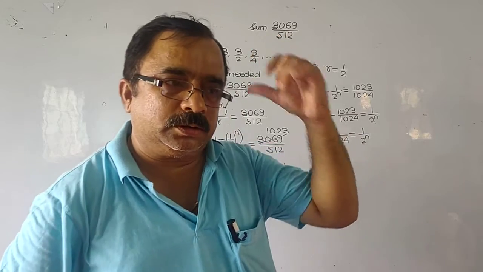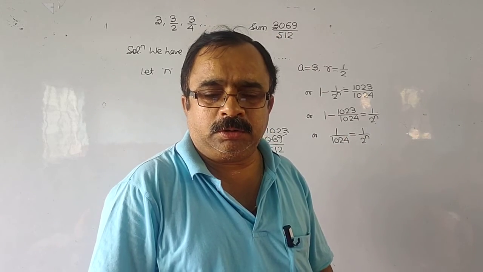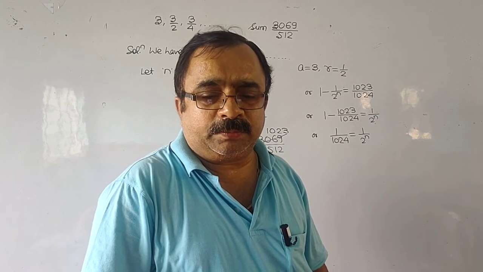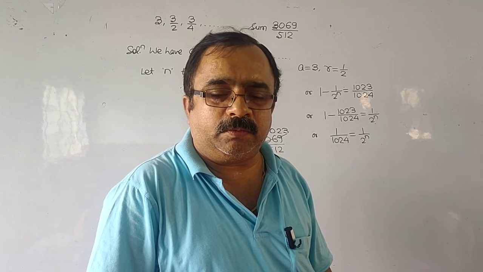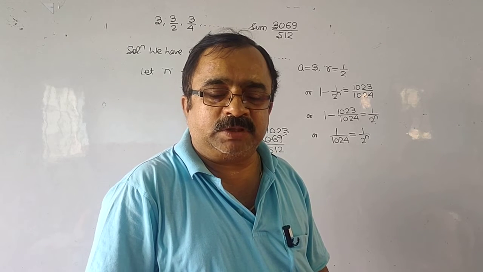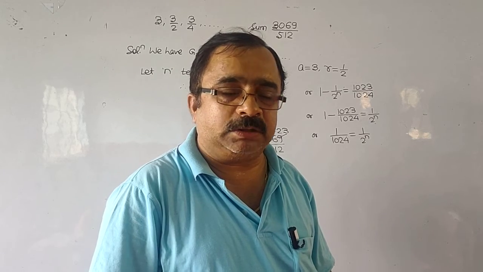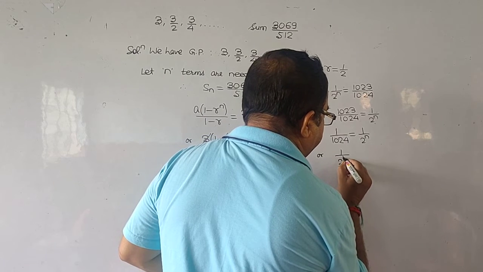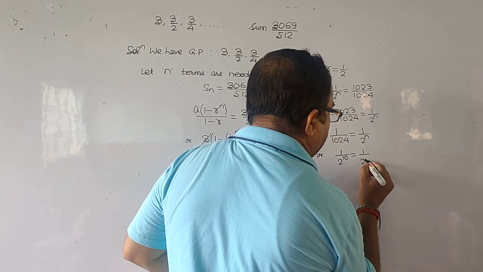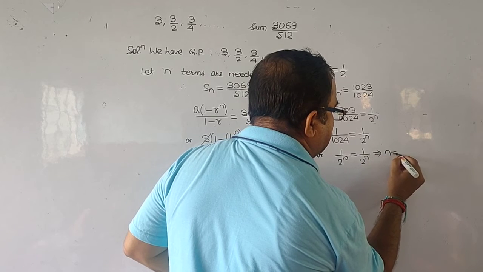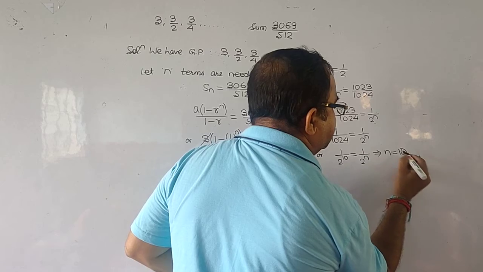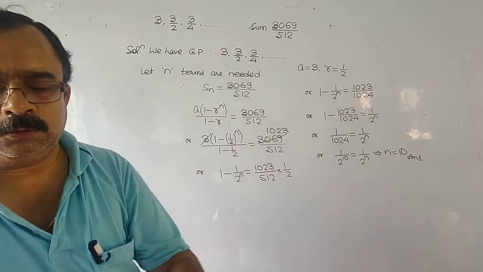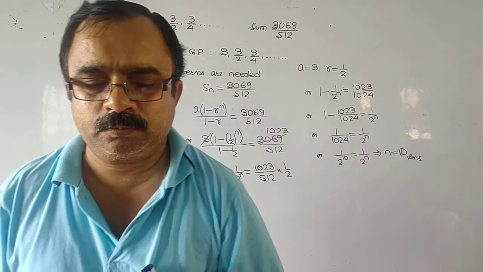2 to the power 6 is 64, 2 to the power 7 is 128, 2 to the power 8 is 256, 2 to the power 9 is 512, 2 to the power 10 is 1024. This is 1 upon 2 to the power 10 equal to 1 upon 2 to the power n. This gives n equal to 10. Note it down.